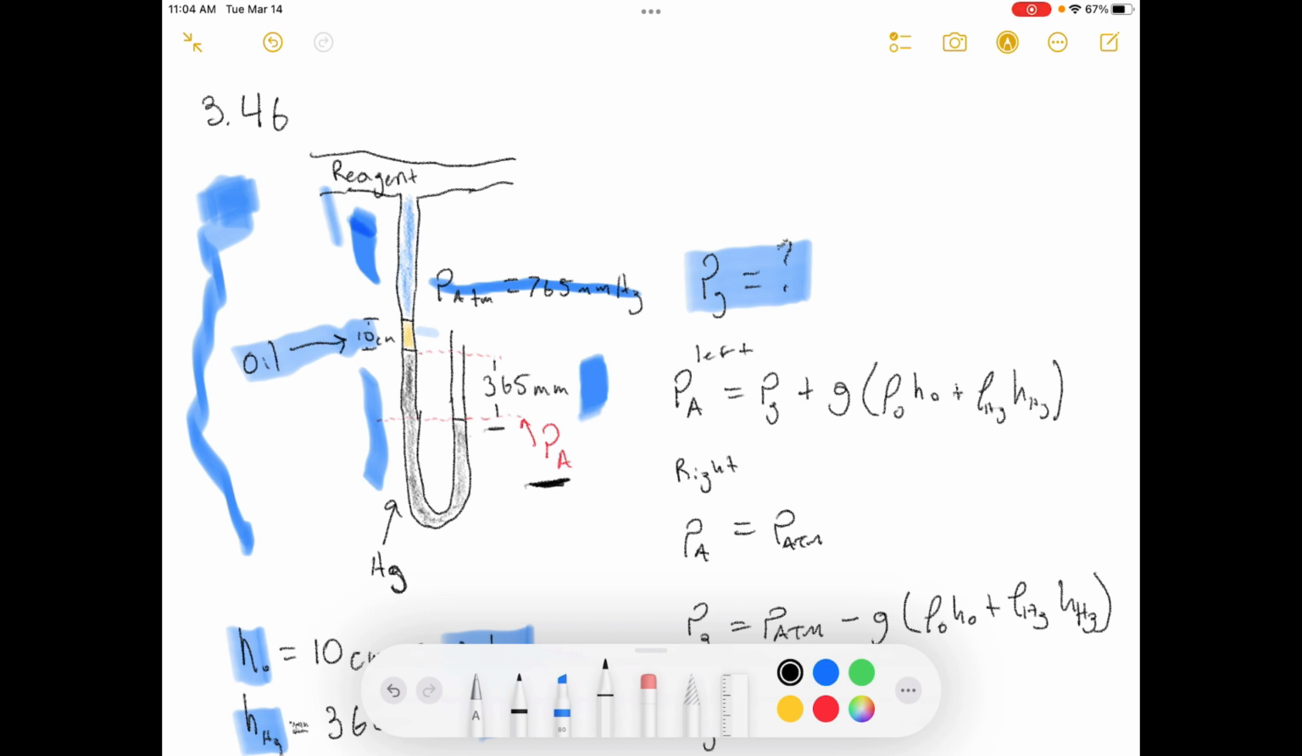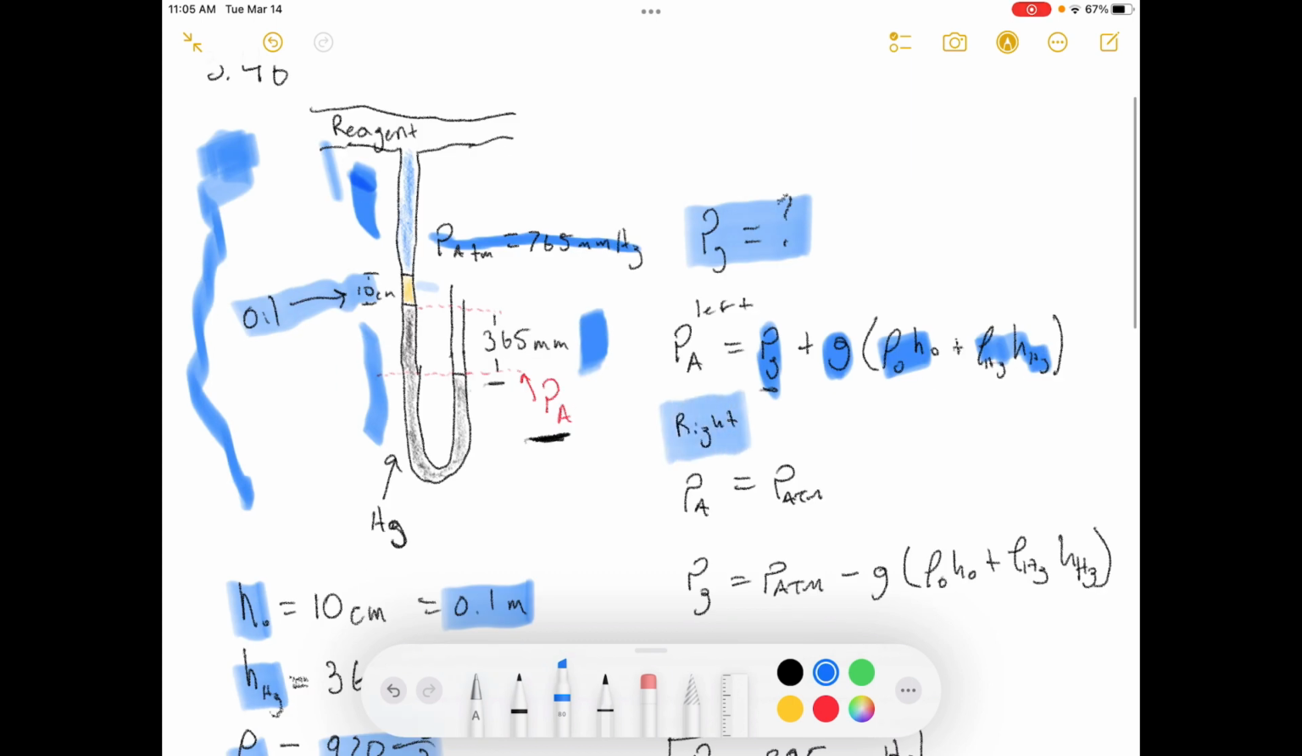Okay, so in the left-hand side, we know that PA is equal to the gauge pressure, the pressure inside of the pipe, plus the gravity times the density and height of the oil, plus the density and height of the mercury difference. On the right hand side, we know that PA is equal to the atmospheric pressure.